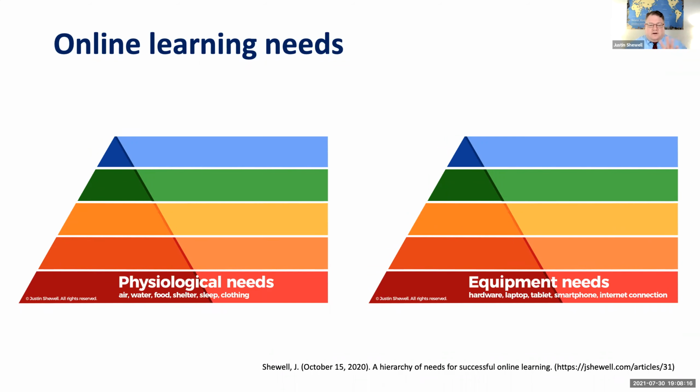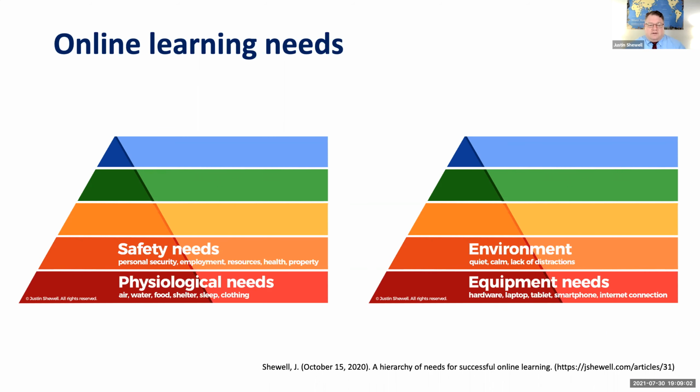So Maslow's hierarchy is the pyramid that's going to be on the left side of the screen. On the right side of the screen, I took Maslow's hierarchy of needs and replaced all the levels with the things that I think are important for online learning. And so going along with those physiological needs, the first level there is equipment needs. If students don't have the equipment to connect, right? If they don't have an internet connection, if they don't have a laptop or a tablet or a smartphone, they're not going to be able to connect to your live online class. They're not going to be able to get connected with other students. And so that's really the first thing that they need.